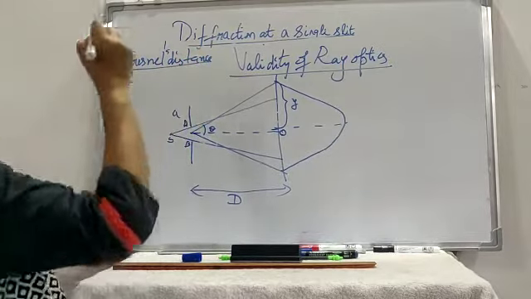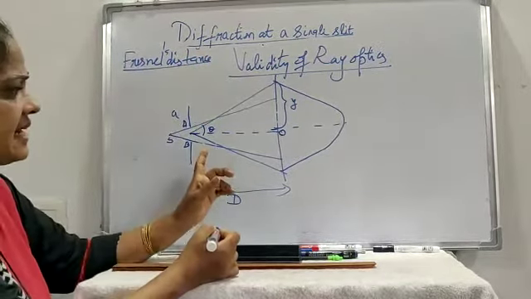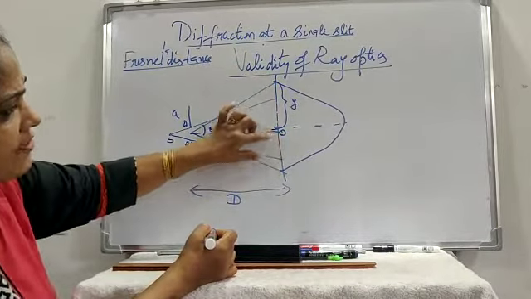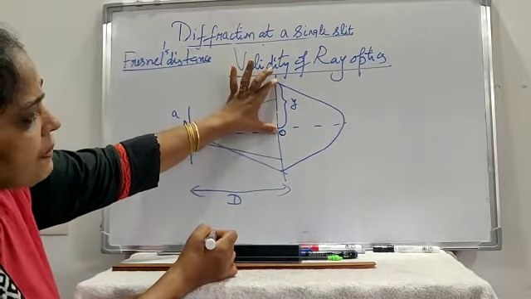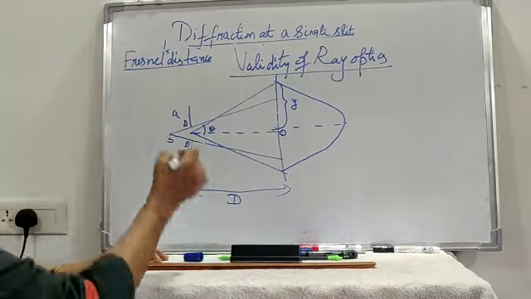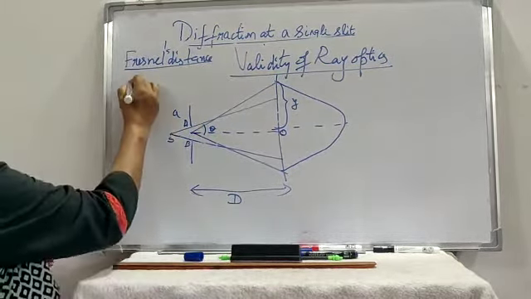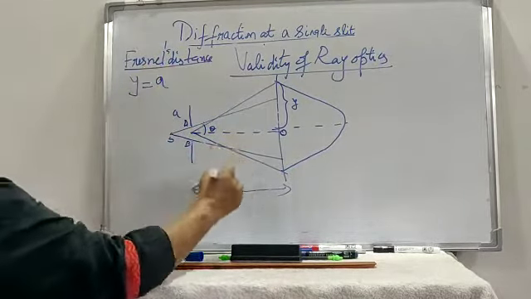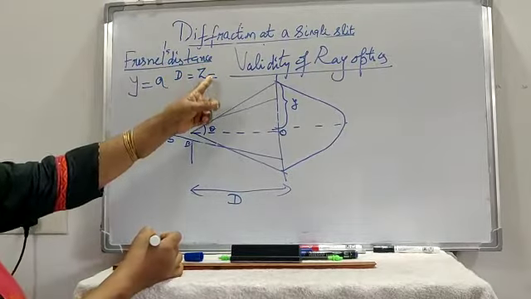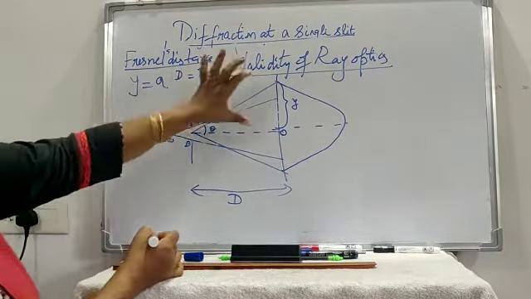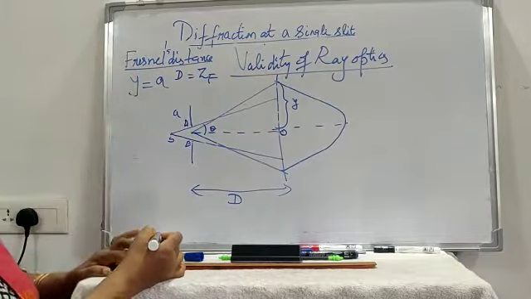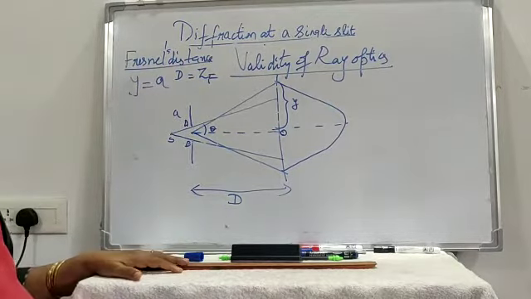So, what is Fresnel's distance? Fresnel's distance is the distance at which the spreading of maxima due to diffraction, or half the spread of the central maxima, becomes equal to the width of the slit. The width of the slit is represented by a. That Fresnel's distance we can represent by ZF. At this distance, half the diffraction spread of the central maxima becomes equal to the width of the slit. That distance is called Fresnel's distance.